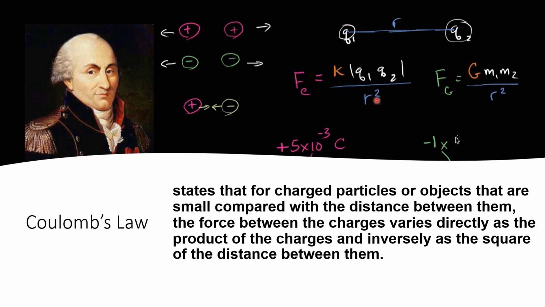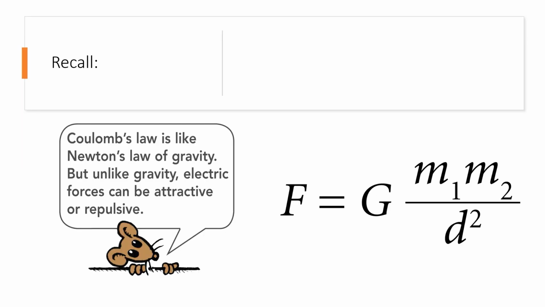Meaning the electrical force between these two charges depends on the square of the distance between them. So we will tackle this later. If you recall Newton's law of gravitation, it states that the gravitational force between two objects of mass m1 and m2 is proportional to the product of these masses and inversely proportional to the square of the distance between them. So Coulomb's law is like Newton's law of gravity, but unlike gravity, electric forces can be attractive or repulsive.